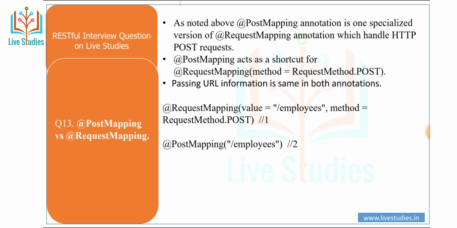Another question is @PostMapping versus @RequestMapping. There are some points. The first point is, as noted above, the @PostMapping annotation is a specialized version of the @RequestMapping annotation which handles HTTP POST requests. Another point is @PostMapping acts as a shortcut for @RequestMapping with method equal to RequestMethod.POST. Another point is that passing URL information is the same in both annotations.